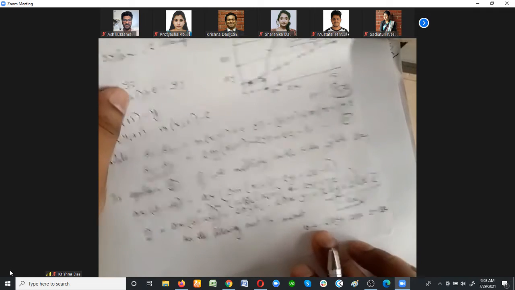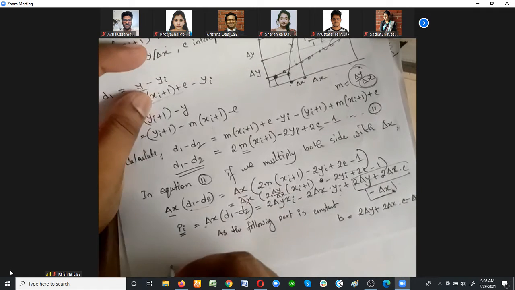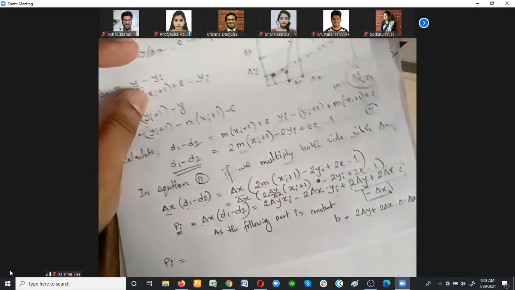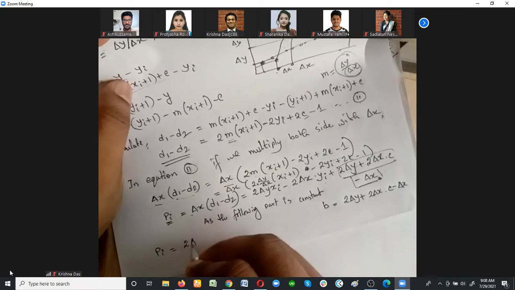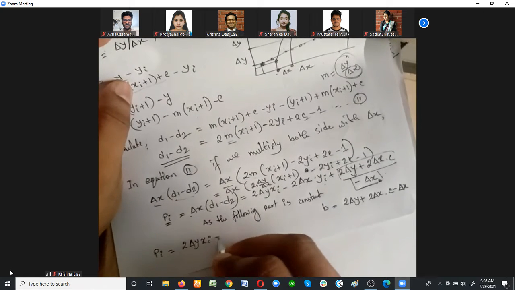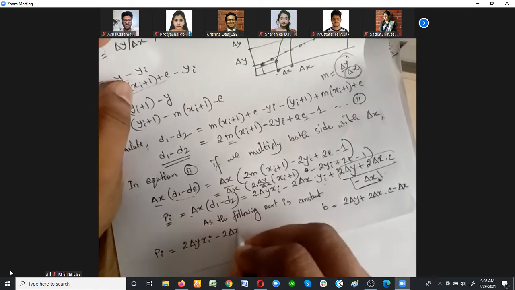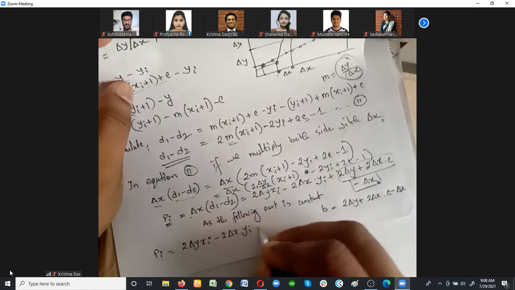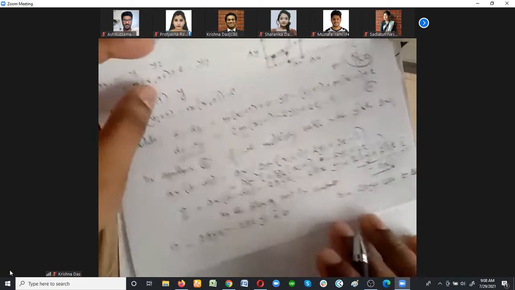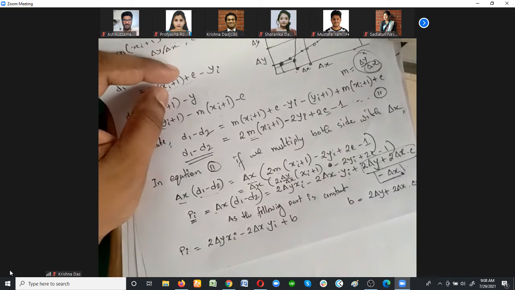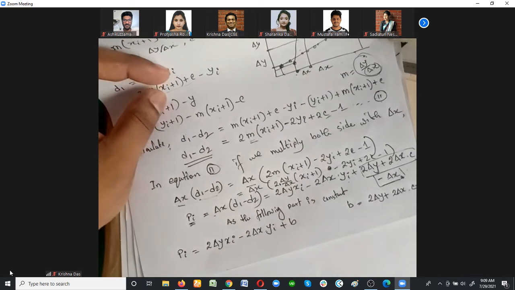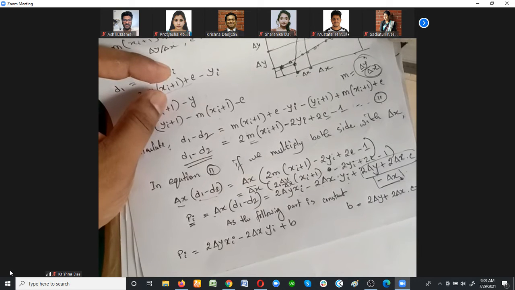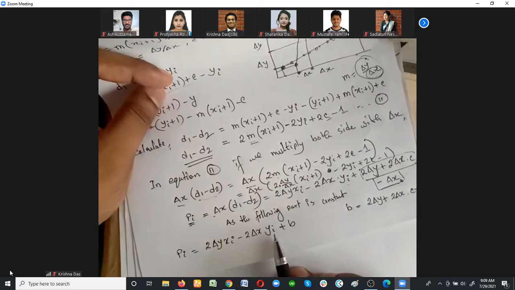If it is so, then the equation now becomes p of i is equal to 2 del y xi minus 2 del x yi plus b. We try to make it actually more simple. That's actually the objective. So we get the equation like this now.